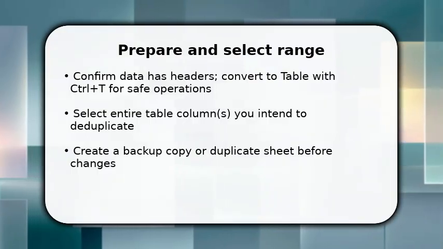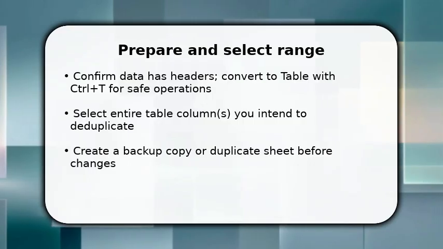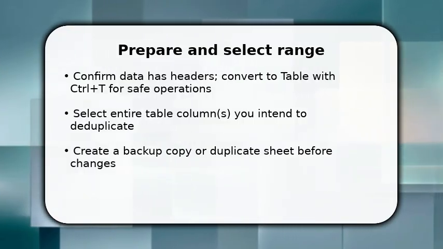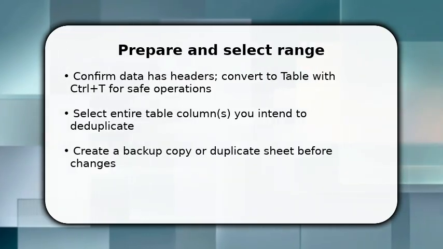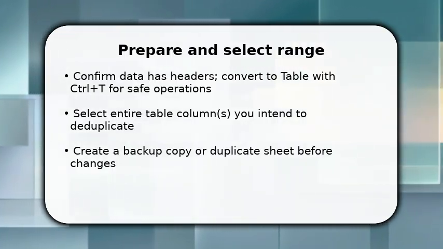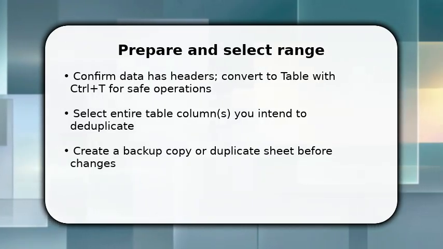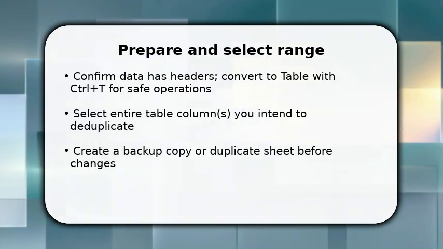You start by selecting the exact data columns you will deduplicate. Convert the range to a table so Excel tracks rows. Once done, make sure headers are correct and the selection excludes totals or subtotals. You should make a quick copy of the sheet now to preserve original results.